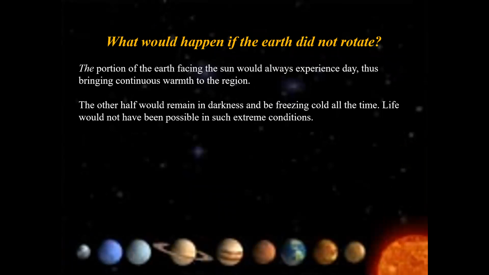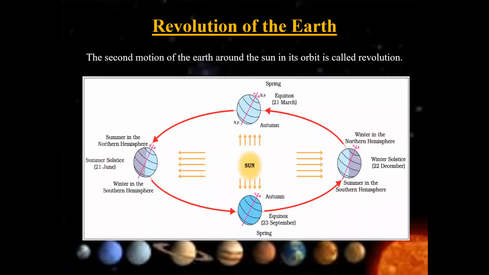What would happen if Earth did not rotate at all? The portion of the Earth facing the sun would always experience day, which means it will bring continuous warmth to the region, while the other half will remain continuously in darkness and be freezing cold all the time. Life would not be possible in such extreme conditions.